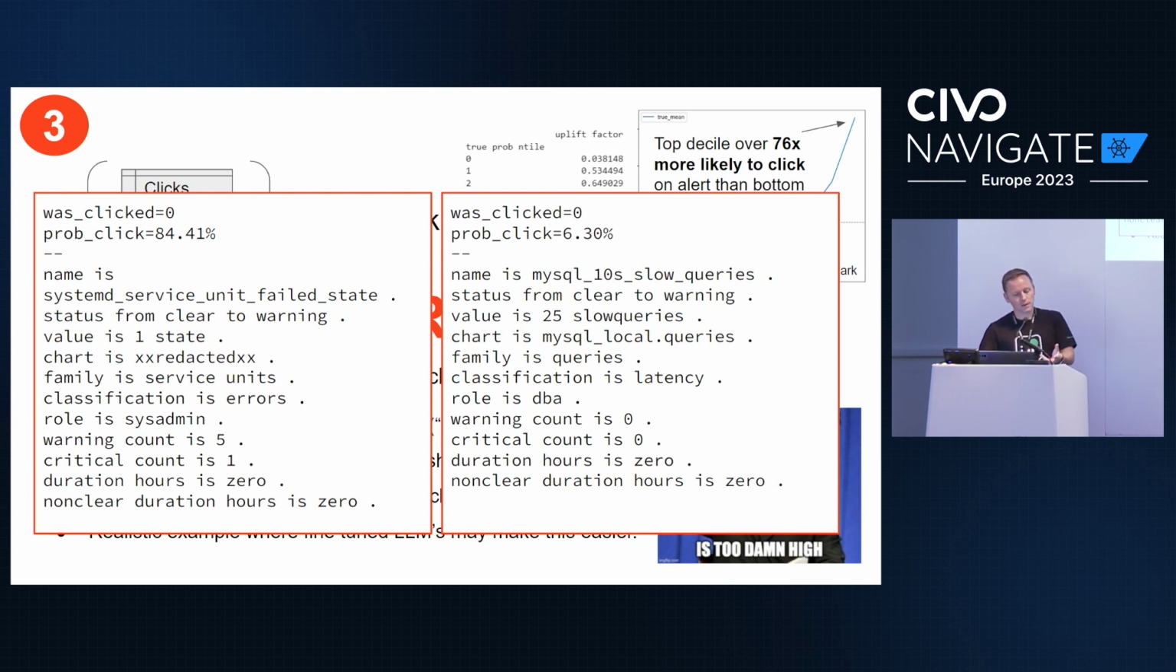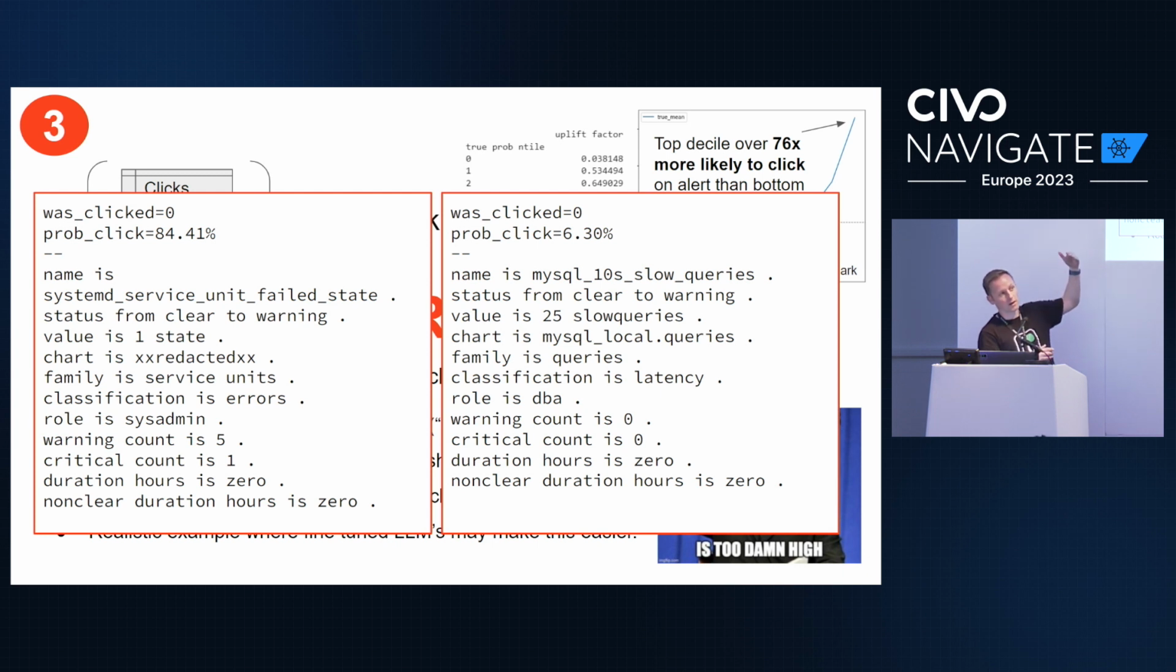So the end result is, once that's trained, you have this probability, this prob click here. You can see the one on the left has like an 80% probability of click according to the model. I should say that this isn't a real probability. When we stack the positive alerts and the negative examples, we do a 50-50 balance. So what you end up with is a probability of about 50% from the model. That's kind of like meh, average.